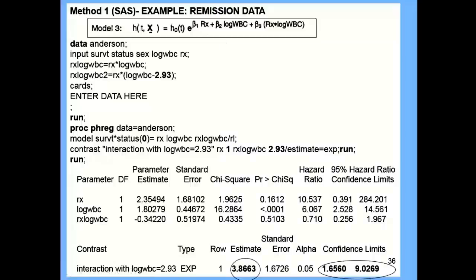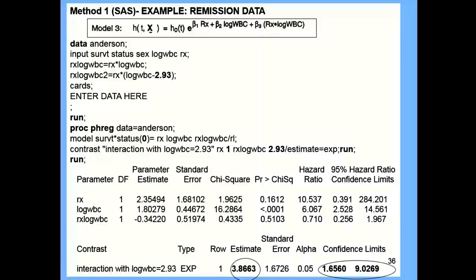It's an e to the beta formula, okay? It's e to the what? Can you tell me by looking at this? What coefficients does it involve? Beta 1, does it involve beta 2? Everybody was supposed to say no together, but you didn't. Okay. It doesn't involve beta 2 because beta 2 doesn't involve exposure. Exposure is treatment. Beta 3 involves exposure. So the formula for the hazard ratio is what? E to the beta 1 plus beta 3 times log white blood cell count.